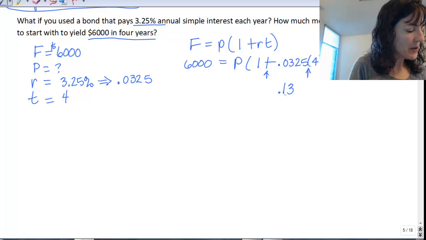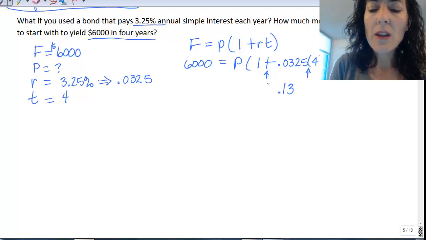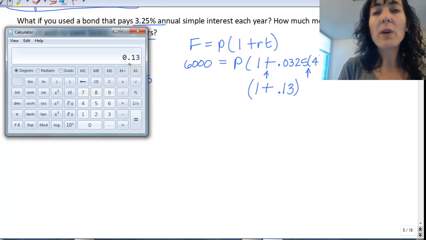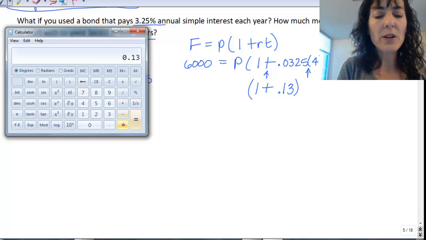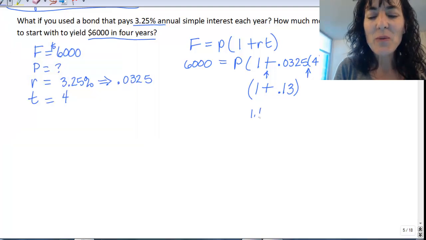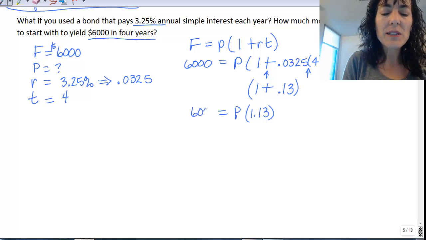I'll try this on my other calculator. Times 4. Okay. And then I have that plus 1 there. So still looking at my calculator, the 0.13 is sitting there, so I just do the plus 1. And I get 1.13, big surprise. So now I have 1.13 times the P equals 6,000.